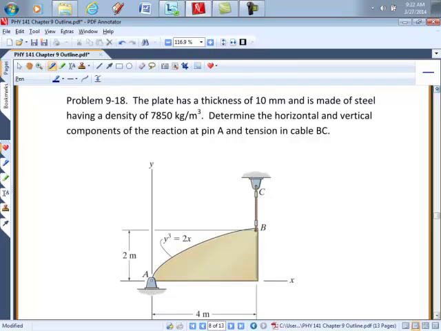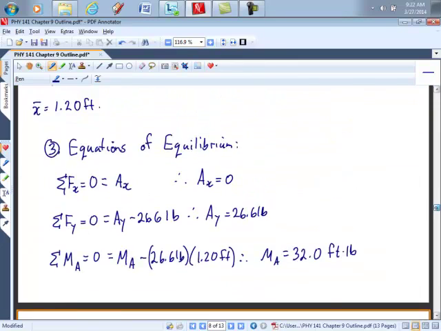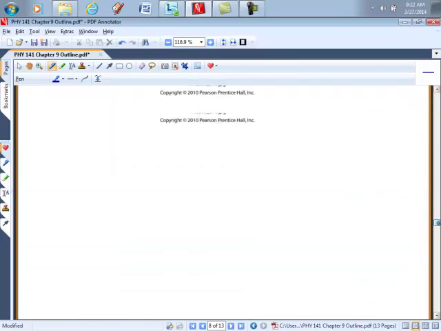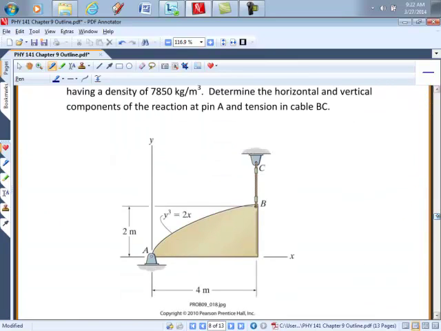Let's skip a page here. I have another problem in my notes. Oh well, we'll do this one.